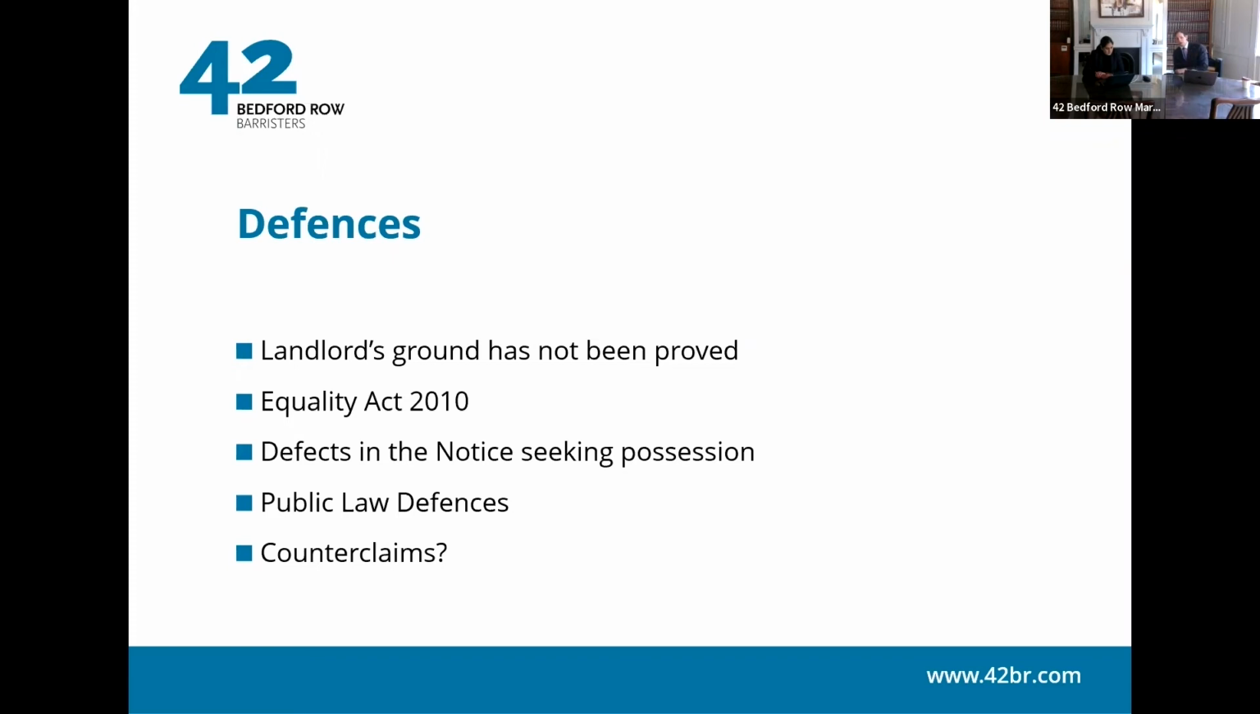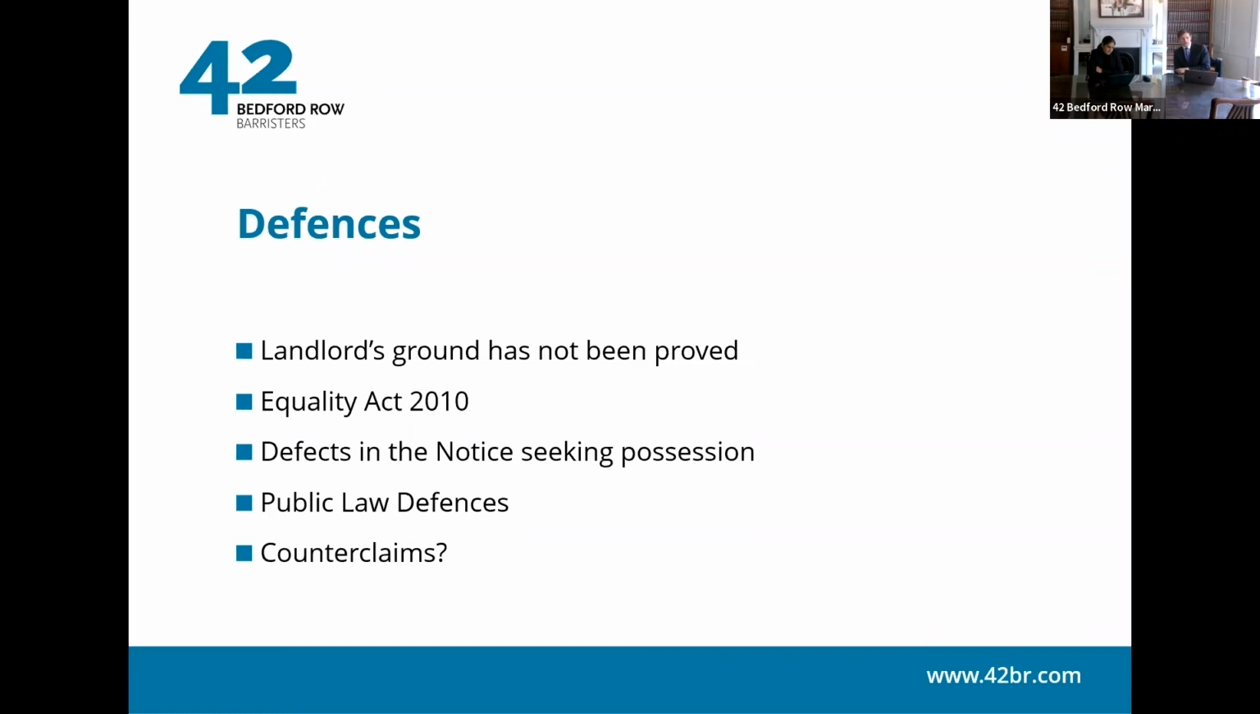Now, the first one we've outlined on this slide is potentially the most obvious one, which is turning up at court and then not being able to prove the grounds that you predicated your claim upon. And I don't think I need to spend a lot of time on that. Look at the grounds, see what you base the claim upon, make sure you've got evidence that's going to support those grounds. If you don't, the court isn't going to make an order simply because you asked it to. And of course, if you can't make out your grounds, you can't prove them to the required standard, the claim is going to sadly fall on its face. We then flagged some other bullet points. We've got the Equality Act, defects to the notice, public law defences and counterclaims.